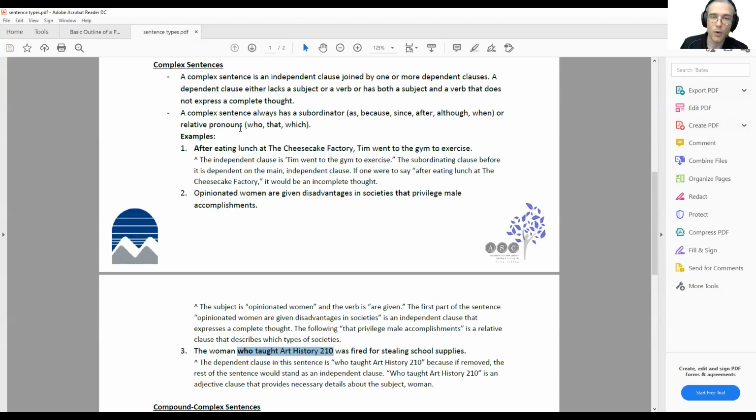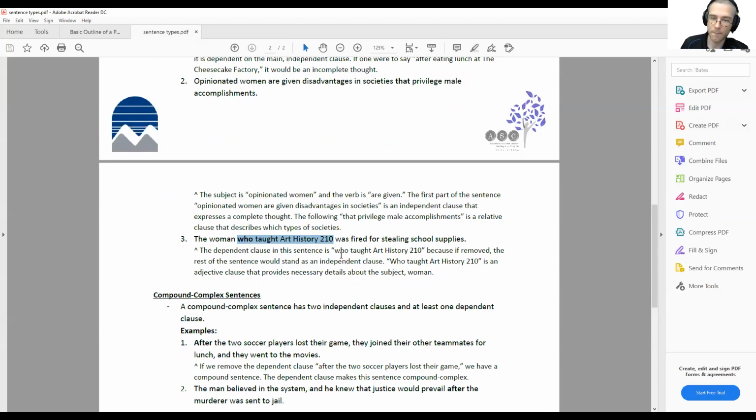Who is one of those relative pronouns that introduces a dependent clause. If it's removed, you would just have the independent clause. Who taught art history to 10 is an adjective clause that provides necessary detail about the subject, woman.